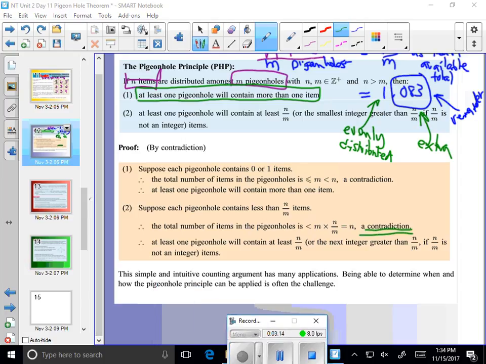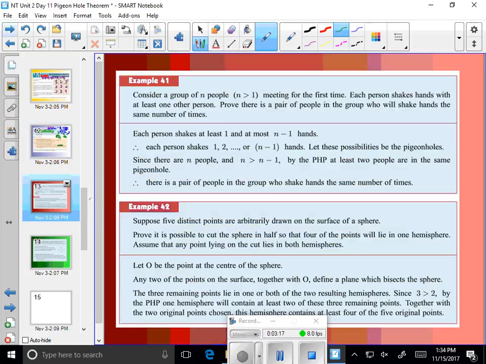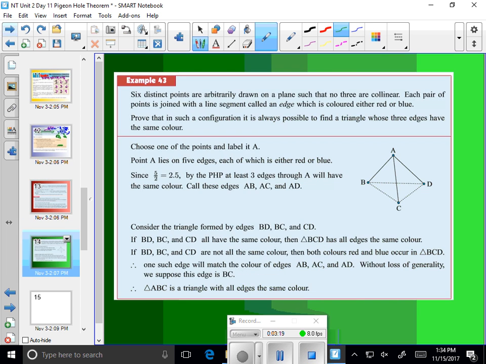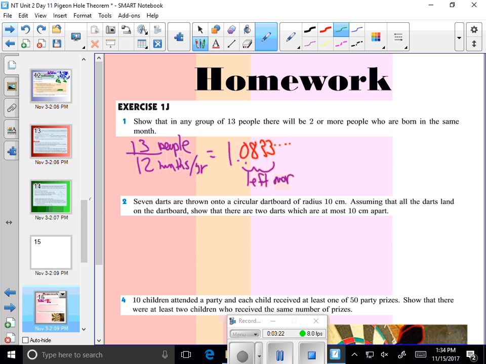A lot of this is based on intuition, so if we look at all of these different problems, I'll let you read the examples. There's 3 of them there. But we're going to go right to the problems the students have been working on already. For example, the first one, show that in any group of 13 people there will be 2 born in the same month. So I took the number of items, which in this case are people, 13 people over pigeonholes, and that would be 12 months. If you divide that, you're going to have 1 person per month with leftover.